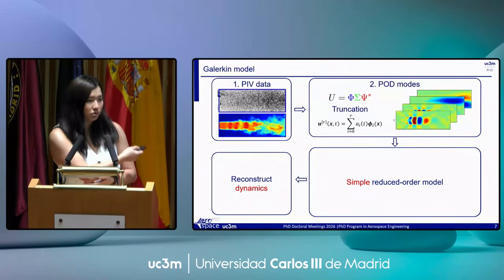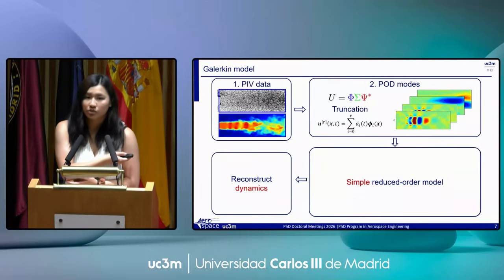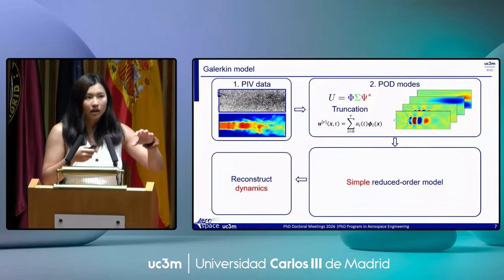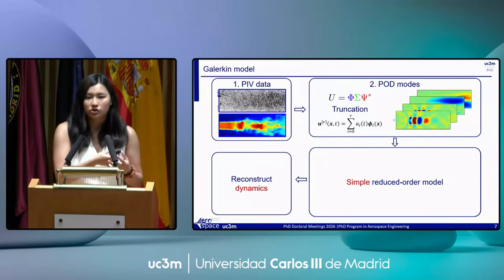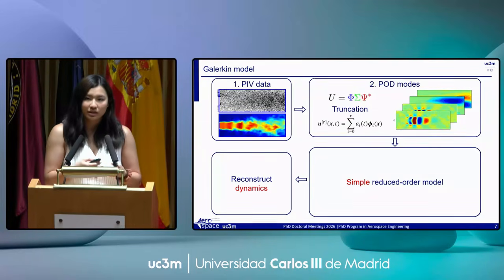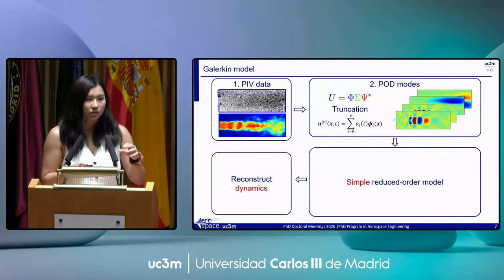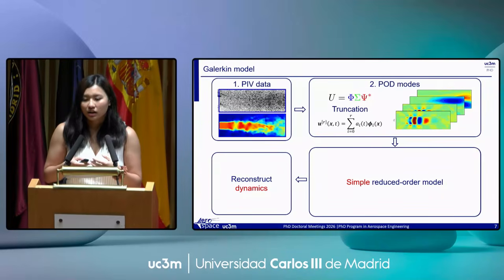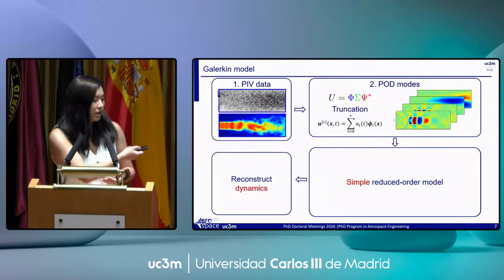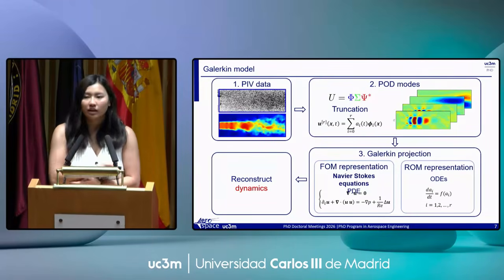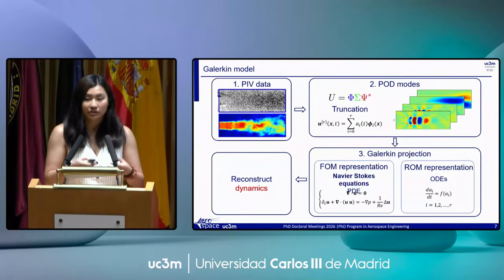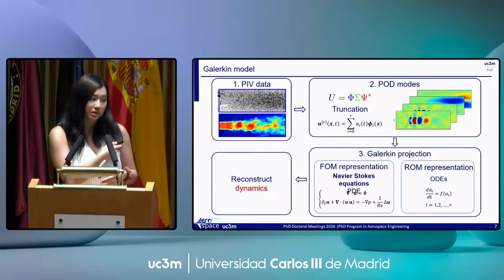Then we decompose it into modes through proper orthogonal decomposition, which basically allows us to extract some bases from the data we are obtaining. So the idea is that these bases capture the dominant spatial and temporal features of the flow. Then we obtain the reduced order model by projecting the Navier-Stokes equations onto the bases we obtained before.